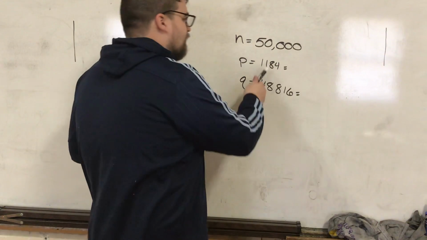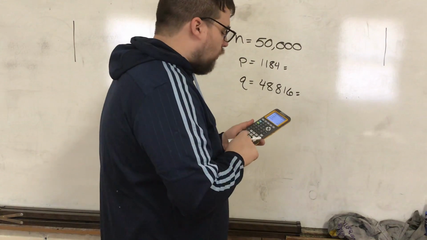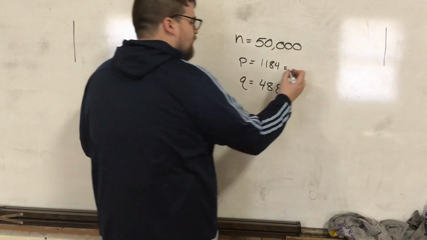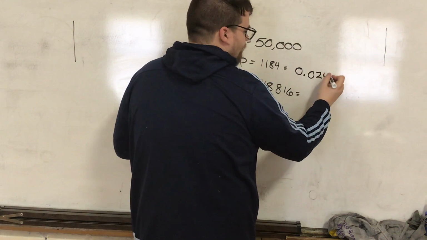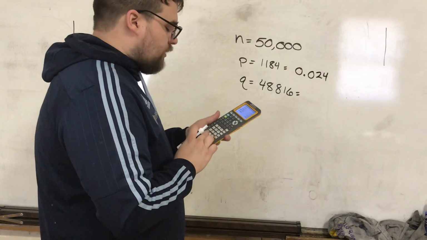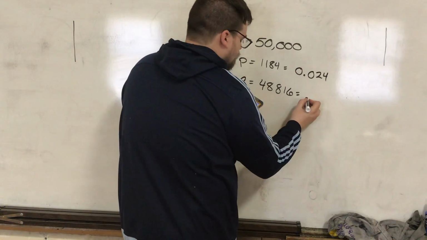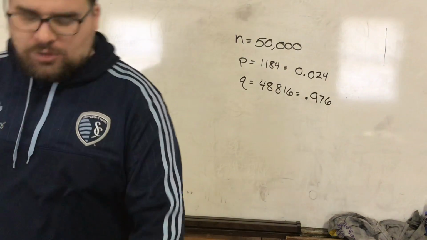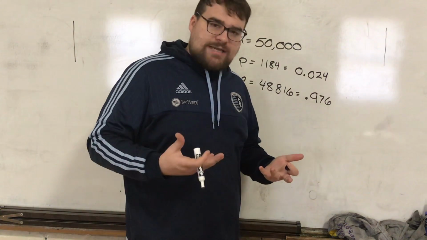Now, of course, we want to find the decimal version of our proportions here. So we are going to take the number that did this out of the whole. So 1184 divided by 50,000 gets 0.024 when we round it. And the opposite of that number will be our Q, which is 0.976.